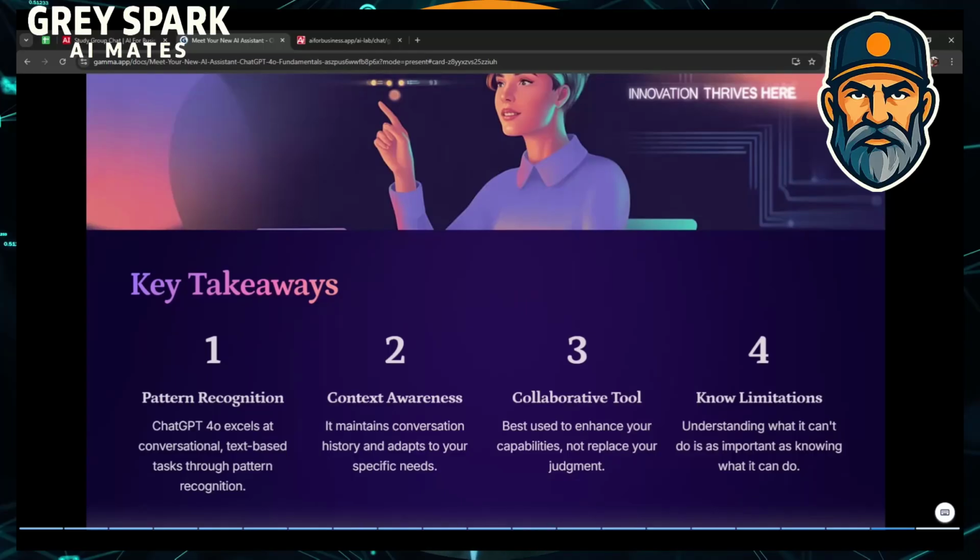It maintains context throughout conversations. That's a ChatGPT thing. Some others do it as well, but ChatGPT is really well known for that. And it can adapt to your needs as you let it know. It's best used as a collaborative tool and to enhance your capabilities, not as something that does everything for you. That's not what it's for. Understanding its limitations is as important as understanding its strengths, so that you don't take the wrong steps.